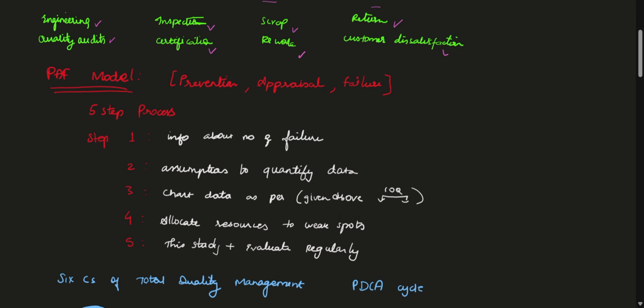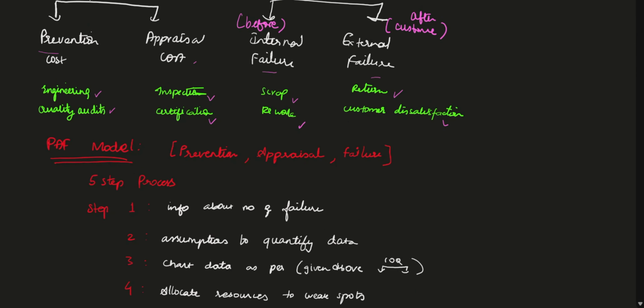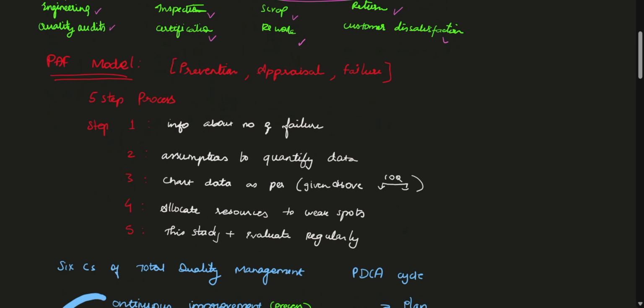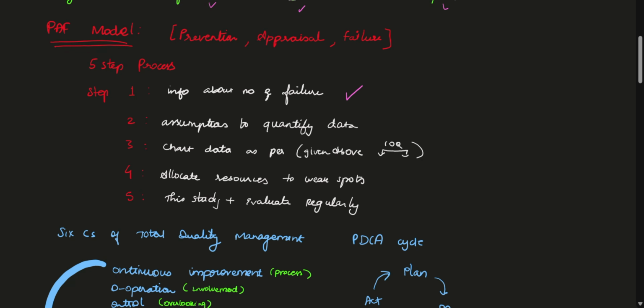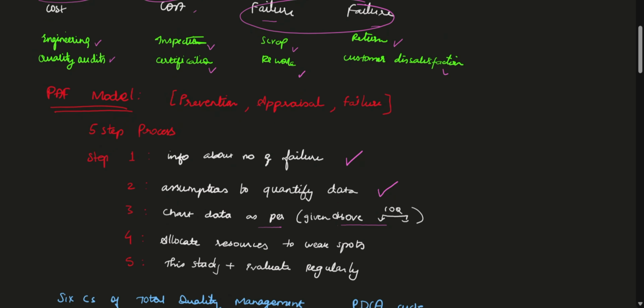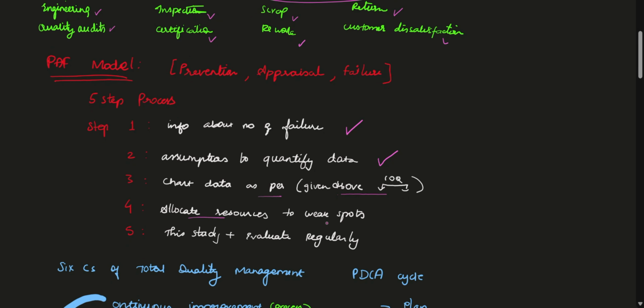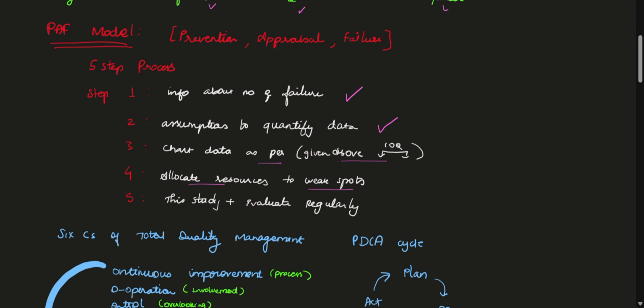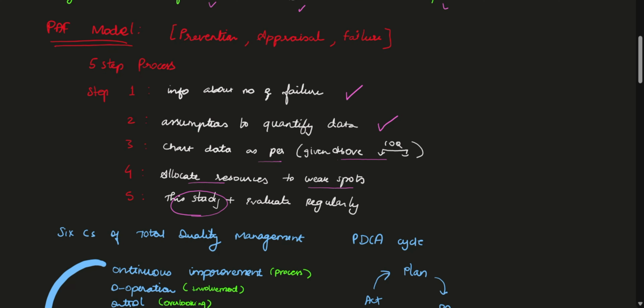Next thing is we have PAF model. This is basically this: prevention, appraisal, and failure. Here we have 5 steps. So first we have to gather information about the number of failures. Then we will have assumptions to quantify the data. Then we will chart them as per the given chart. This one, COQ. And then we will allocate resources to the weak spots. Finally, we will do the study regularly and evaluate the performance.